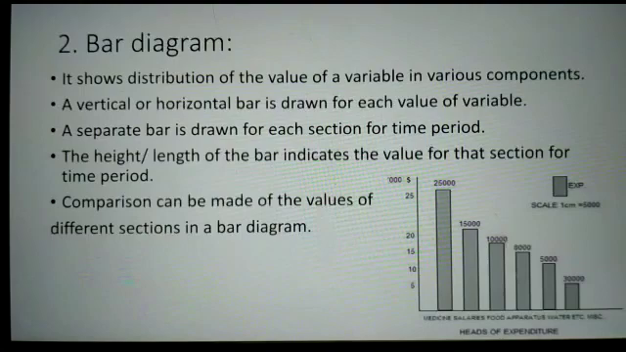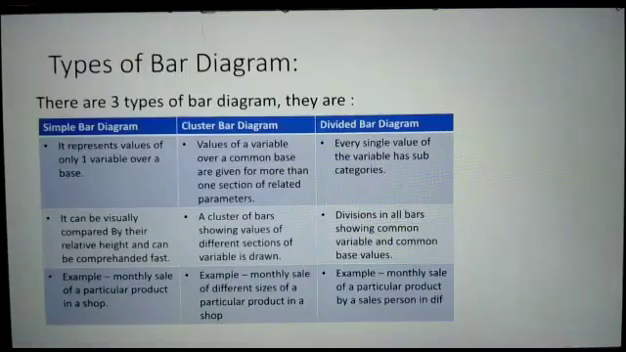Generally, there are three types of bar diagrams: simple bar diagram, clustered bar diagram, and divided bar diagram. Let us see all the three types in detail. First, we shall see the meaning and example of a simple bar diagram. A simple bar diagram represents values of only one variable over a base, say various regions or years. It gives a visual effect of the difference in the value of the variables between regions, years, and so on. For example, we have taken the monthly sale of chocolate boxes in a shop.